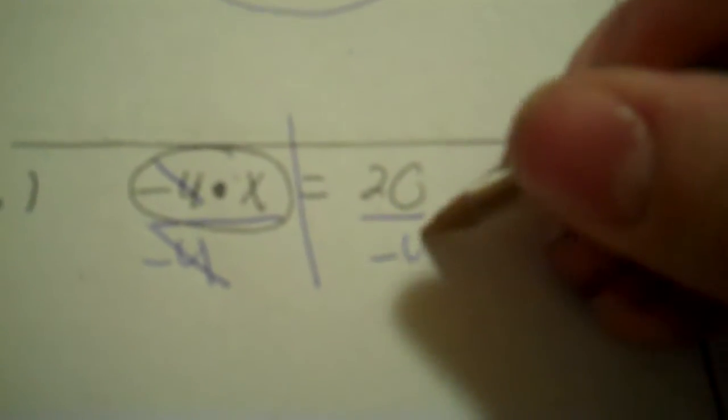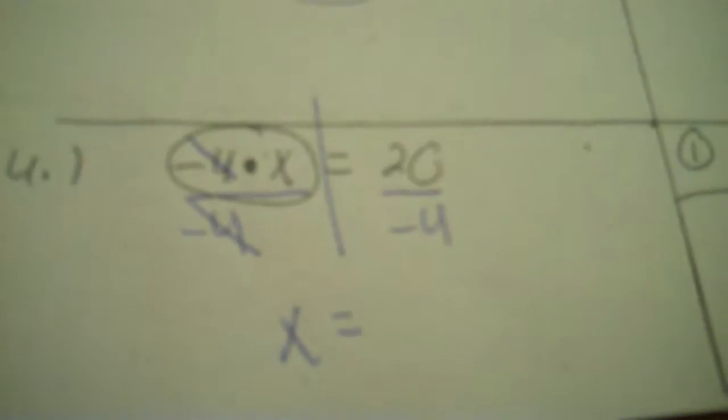Okay, number 4, negative 4 times x equals 20. Okay, so that's a times, so to get rid of times I divide. Now remember to divide by negative 4, so when you underline it, make sure you get the negative on the 4. And so I take 20 divided by negative 4. It's going to be negative 5.